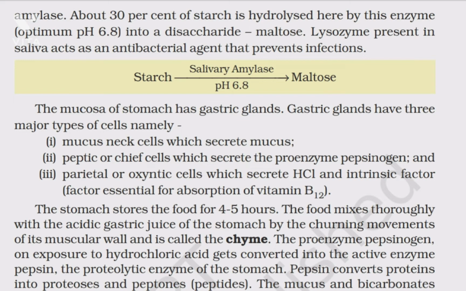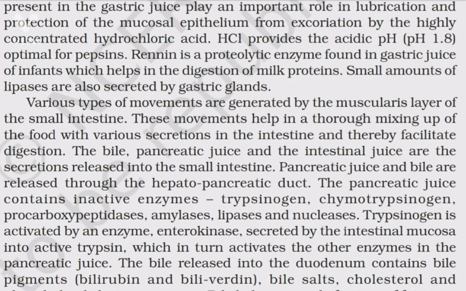The mucus and bicarbonate present in the gastric juice play an important role in lubrication and protection of the mucosal epithelium from excoriation by the highly concentrated hydrochloric acid. HCl provides the acidic pH 1.8, optimal for pepsin. Rennin is a proteolytic enzyme found in the gastric juice of infants, which helps in the digestion of milk protein. Small amounts of lipases are also secreted by gastric glands.